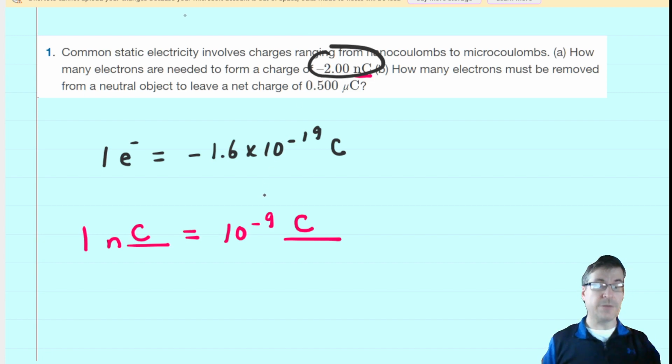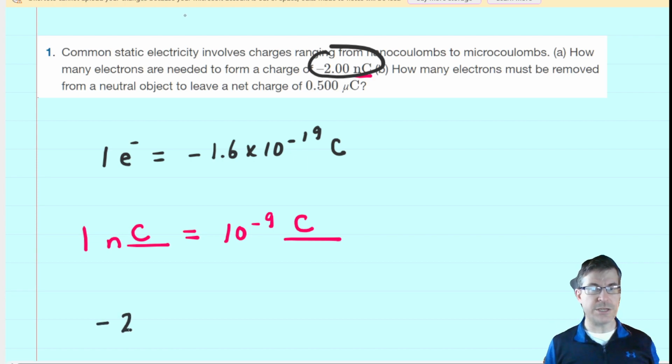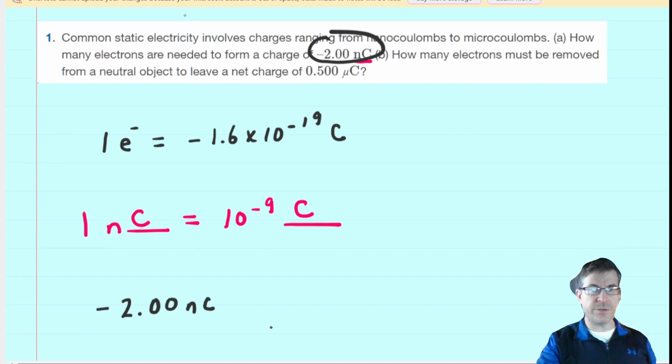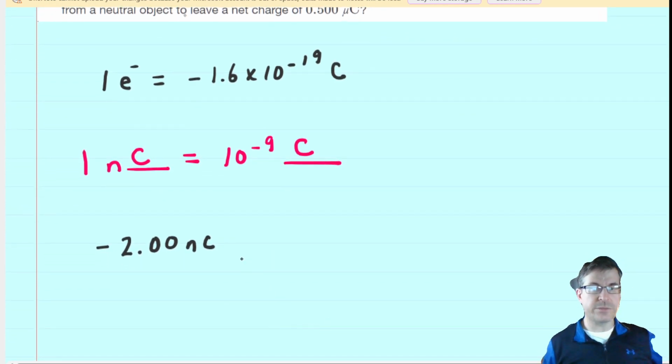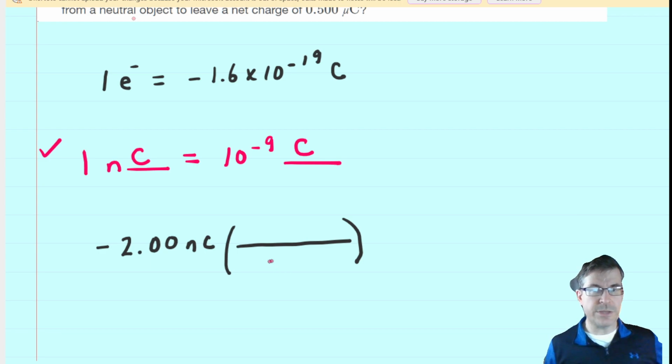into the number of electrons. We will do that by writing down that given quantity, -2 nanocoulombs. Now you might want to pause the video and look at the two facts stated earlier and see if you might be able to set up a conversion. But the first conversion factor we're going to use is this one right here. We can see that 1 nanocoulomb would be equivalent to 10 to the -9 coulombs.